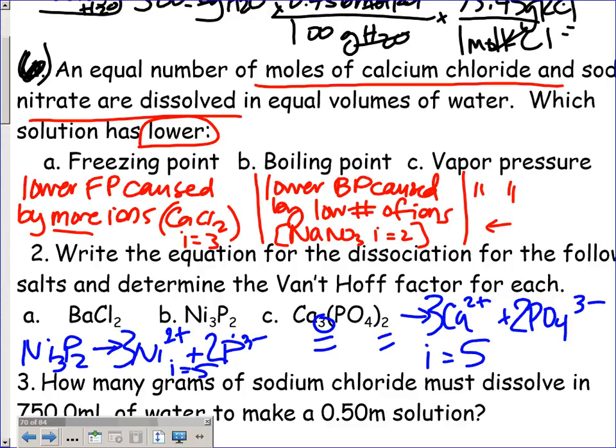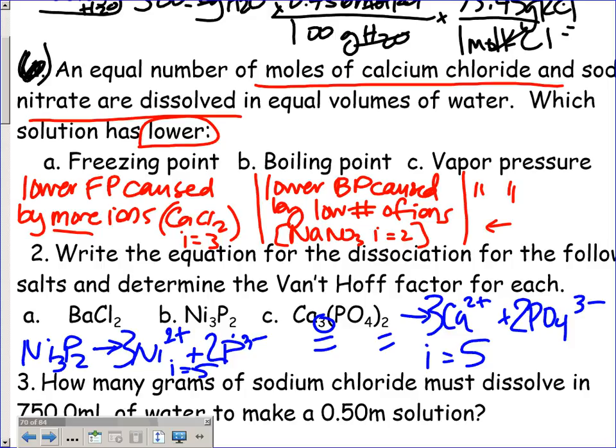So if you need to listen to number 6, I'm briefly going to explain what this means. So just halt your conversations. Continue if you don't need me, but just be quiet. Number 6 said equal number of moles of calcium chloride and sodium nitrate. Well, those are different numbers of ions. The i of calcium chloride is 3. The i of sodium nitrate is 2.